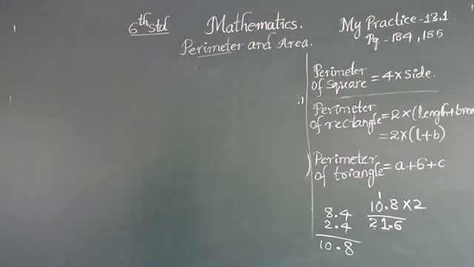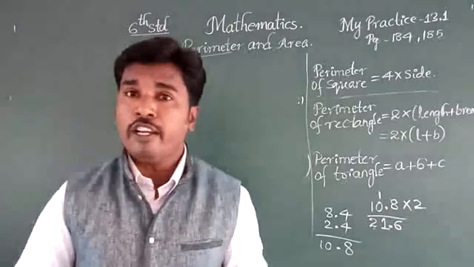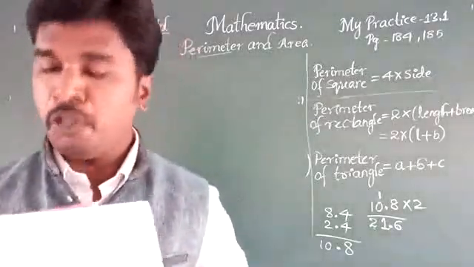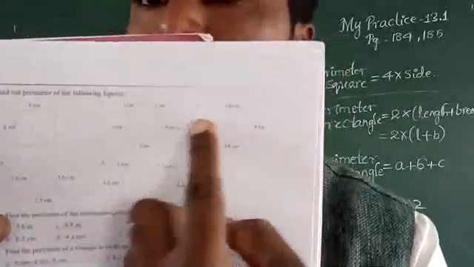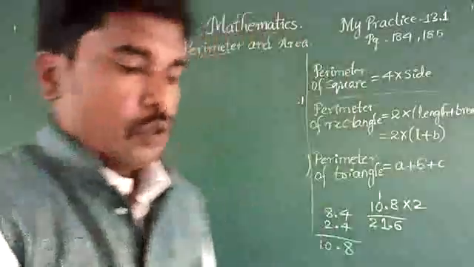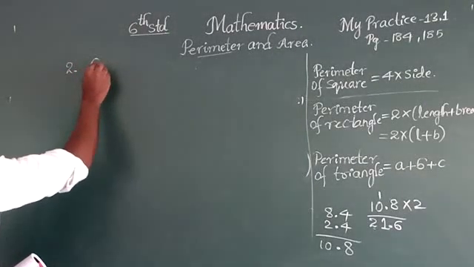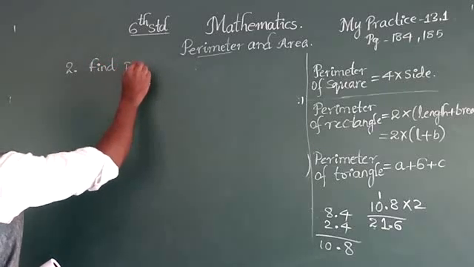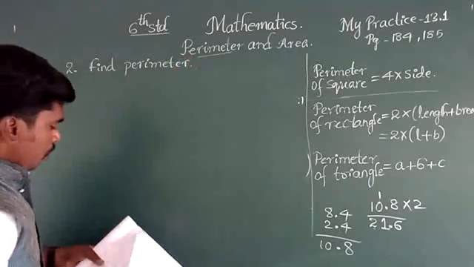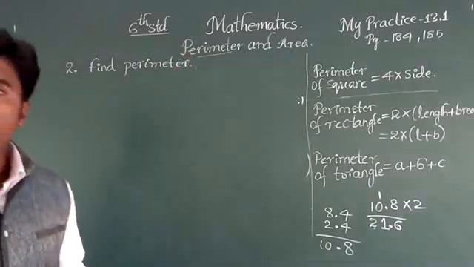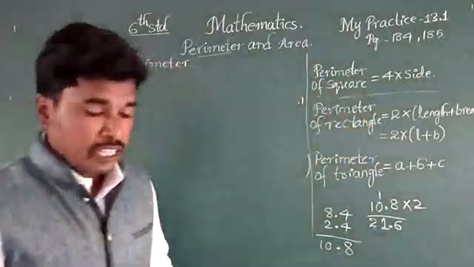So the second main is: find the perimeter of the following figures. Only figures are given, dear children. Observe, look at the textbook. It is the second main. They only gave the figures. Find the perimeter of the following figures. So here, the first one they have given is a square. Use the perimeter of square formula, then you can easily find it.